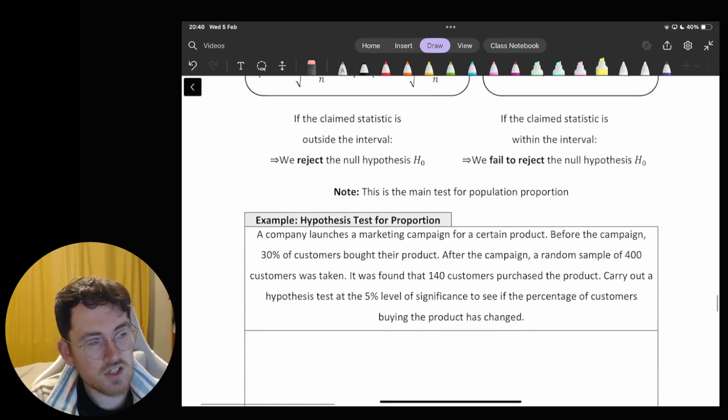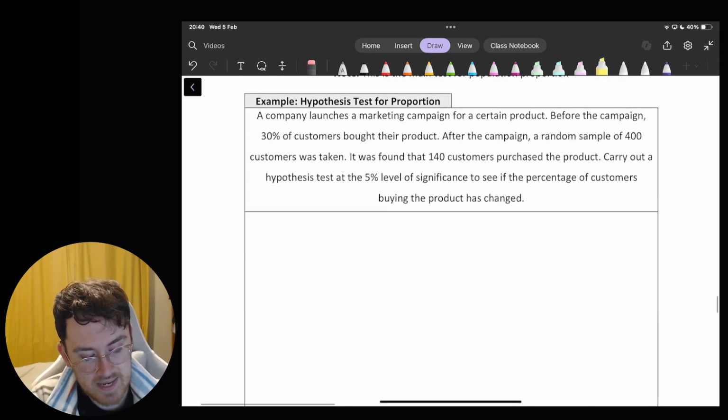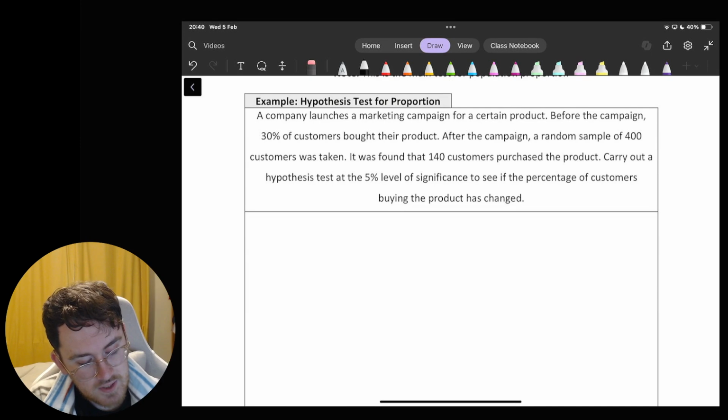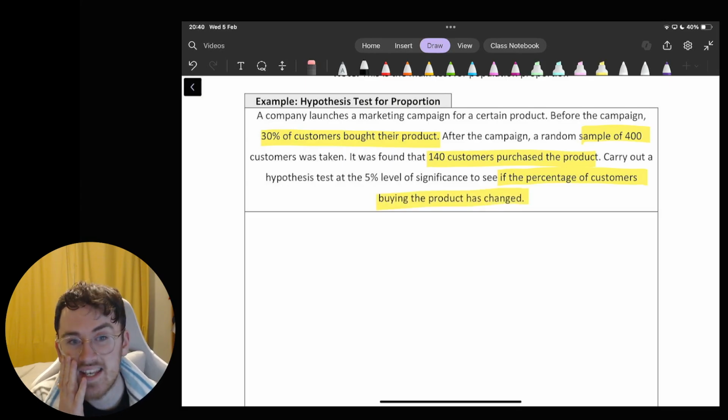We're going to look at two examples with confidence intervals, one for proportion and one for mean. A company launches a marketing campaign for a product. Before the campaign, 30% of customers bought the product. After the campaign, a random sample of 400 customers were taken. It was found 140 customers purchased the product. Carry out a hypothesis test to see if the percentage of customers buying the product has changed. So we are testing whether the percentage of customers has changed.